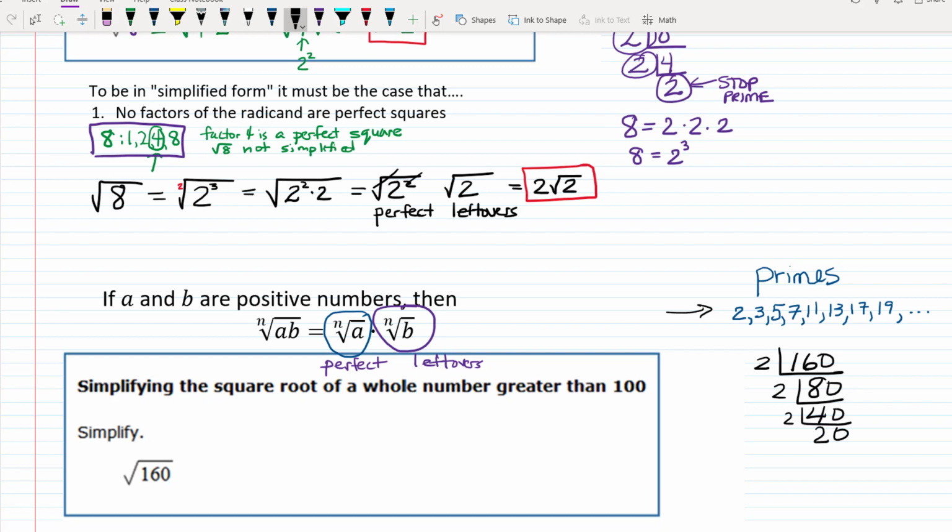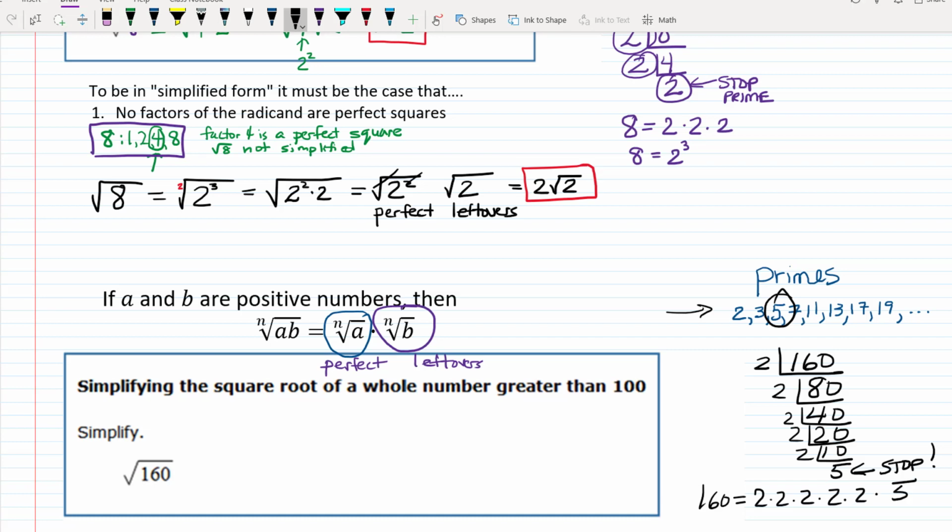It goes in 20 times. 2 goes into 20 10 times. 2 goes into 10 5 times. And now I'm going to stop. Not only is 5 no longer divisible by 2, but in fact it was one of the primes on our list. So I know that I have the prime factorization. 160 is actually equal to 2 times 2 times 2 times 2 times 2 times 5.